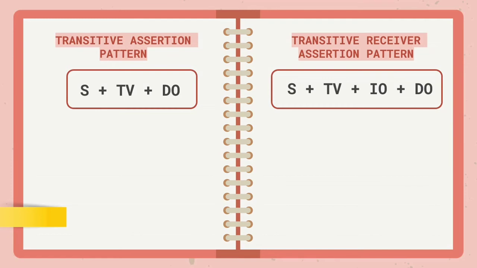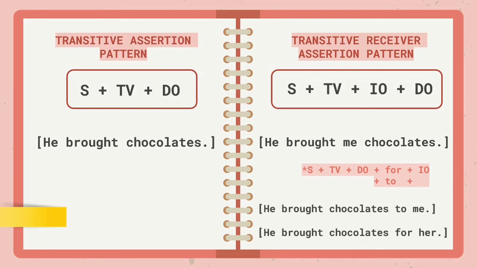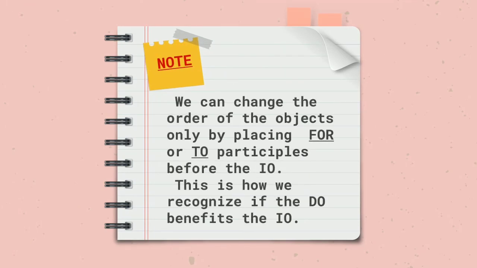For example, in these sentences, "he brought chocolates" and "he brought me chocolates." The indirect object "me" here indicates that it is me who receives the direct object, this means the chocolates. It could be any other person. See that the order of the first 2 elements is the same, subject plus transitive verb. But in the transitive receiver assertion pattern, we find a variation as for the objects. If we first place the indirect object, it has to be followed by the direct object.